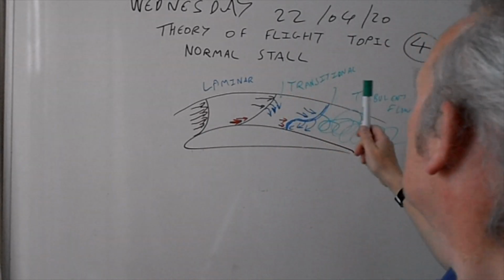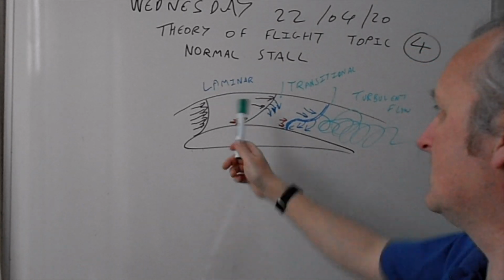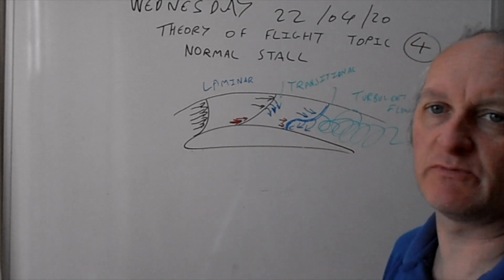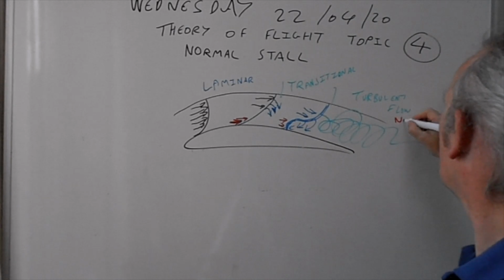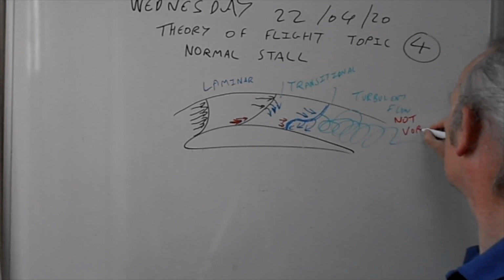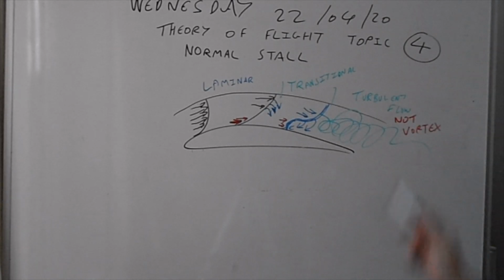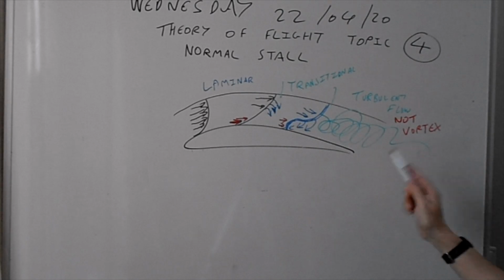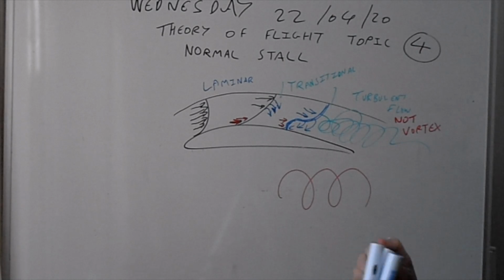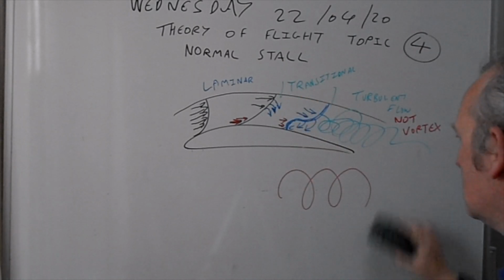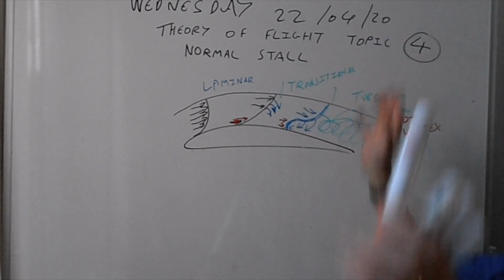So laminar, transitional, turbulent. Only laminar is creating lift. Transitional is creating a little bit of lift, but only laminar flow is really creating lift. Now I've just got to correct something. Turbulent flow is not a vortex or vortices. A vortex is still organised flow. It's organised into swirls, it's still kind of like transitional. Turbulent flow is completely chaotic, it's not in a spiral, it is completely and utterly all over the place.